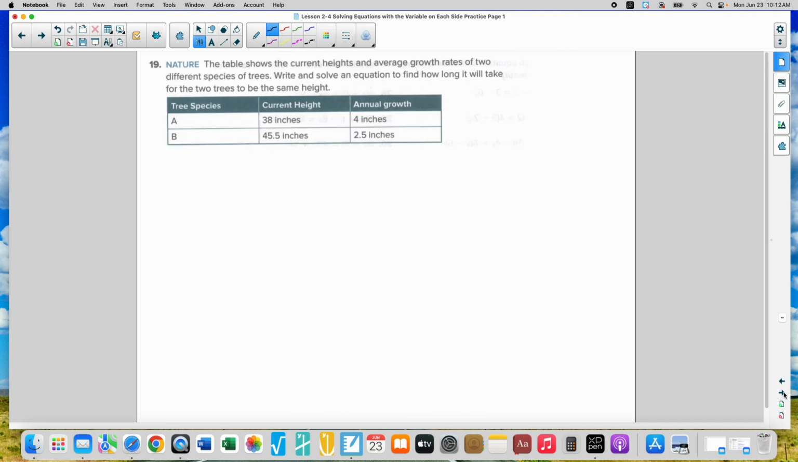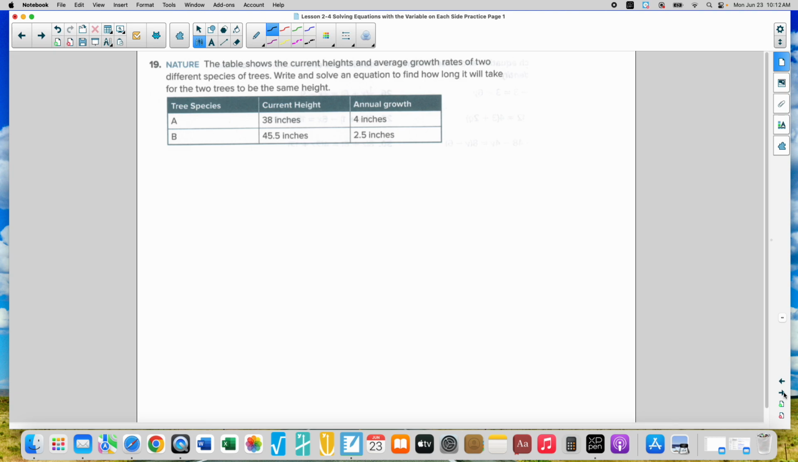Perfect. Good. Number 19, the nature. We're going to talk a little bit about nature. The table shows the current heights and average growth rates of two different species of trees. Write and solve an equation to find how long it takes for the two trees to be the same height.